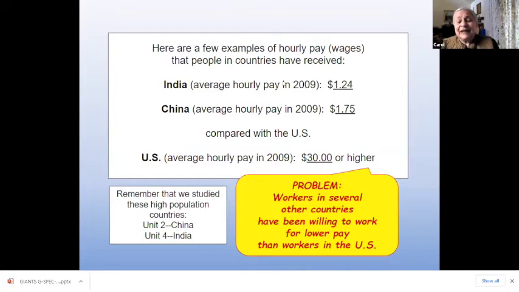I looked up, it's hard to find the data, and I'm sorry, it's a while ago, but back in 2009, the average hourly pay in India was $1.24 and only slightly higher in China. I've read some articles that say that this is heading up toward $3 an hour in China nowadays by 2020, but still, generally jobs in the United States pay $30 or more per hour on average.